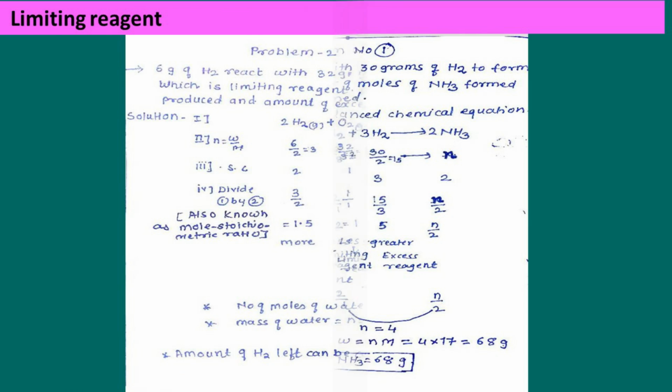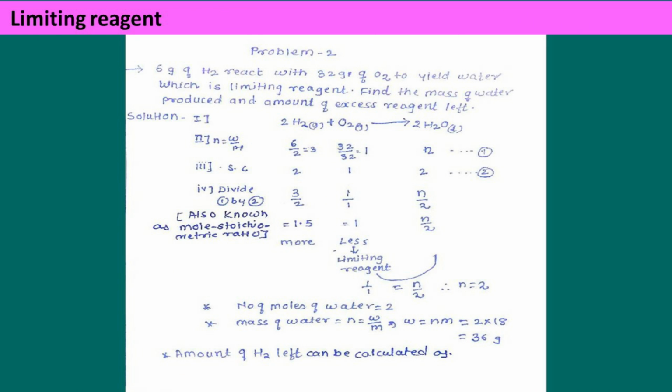Problem number 2. In the next slide, we will see: 6 grams of hydrogen reacts with 32 grams of oxygen to yield water, which is limiting reagent.